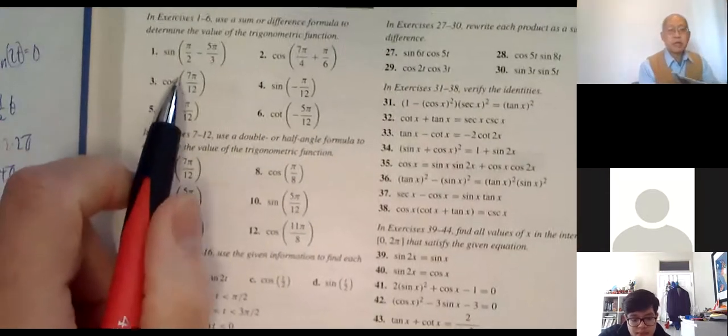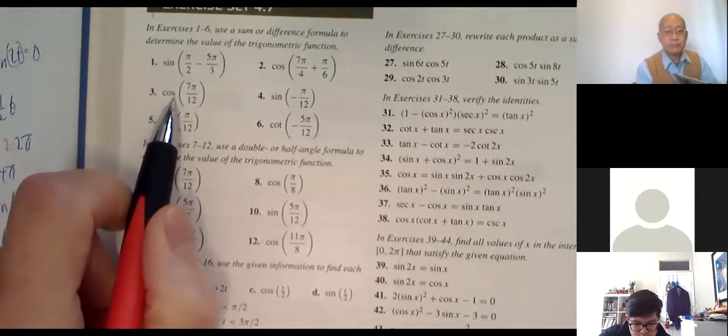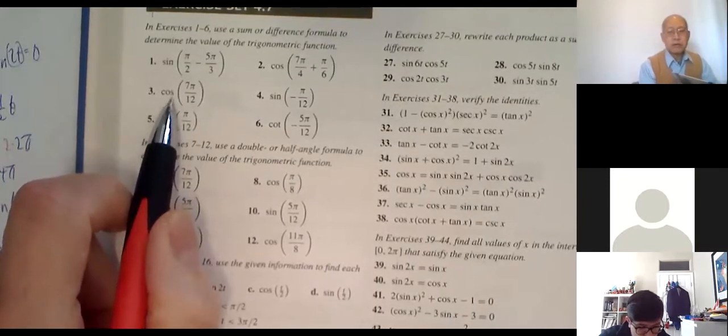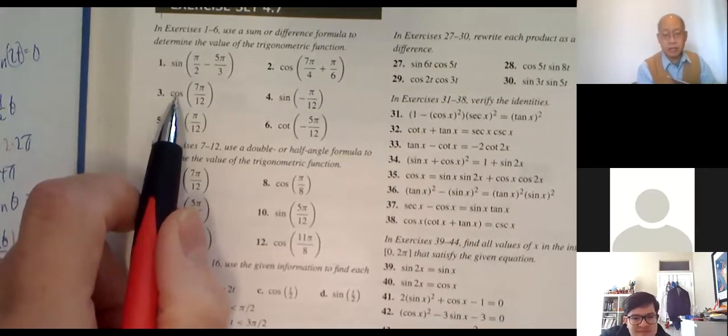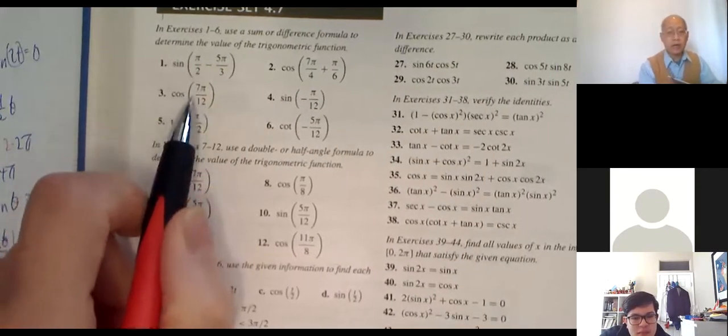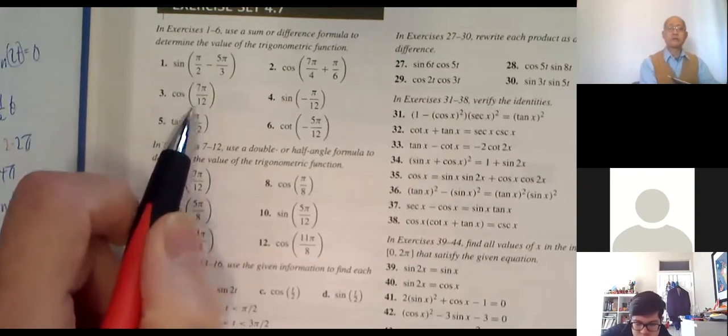Okay, number 3, cosine of 7 pi over 12. Okay, give the exact value. By the way, notice that these are supposed to be done without a calculator. Even though I'm letting you have a calculator as a double check, you should work these out without a calculator. I never picked up my calculator. You should be able to do these without a calculator and drawing a unit circle.